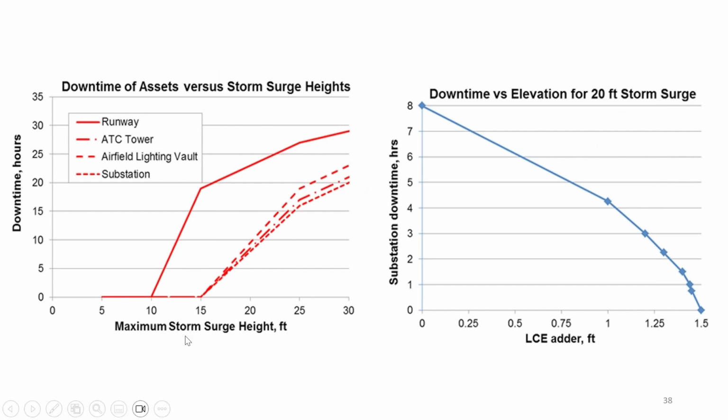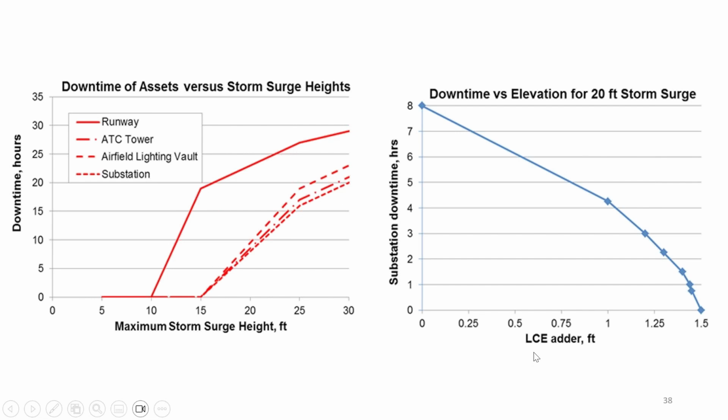On the left-hand side, you can see the vulnerability of the ATC tower is much higher to the maximum storm surge height compared to your airfield lighting board. What does that mean? That means the ATC tower will stop functioning, or the runway will stop functioning much sooner, and that will impact your entire airport.